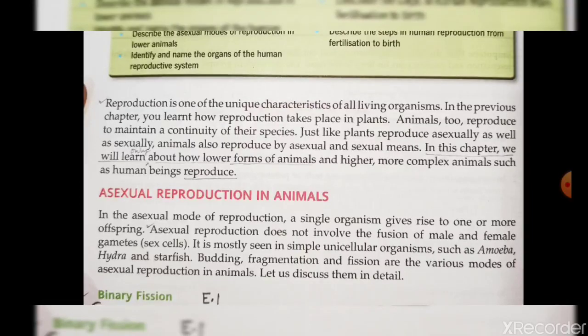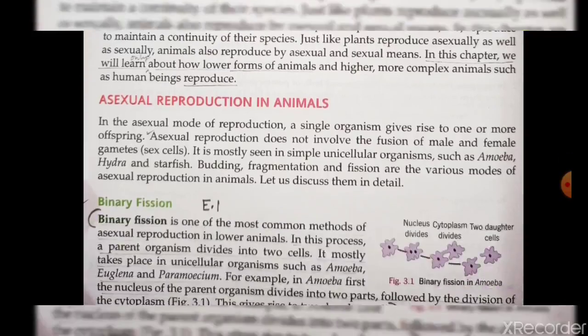Asexual reproduction in animals. Here, there is no fusion of male and female gametes or sex cells. It is mostly seen in simple unicellular organisms such as amoeba, hydra. Budding, fragmentation and fission are the various modes of asexual reproduction. Now let us discuss them in detail one by one.